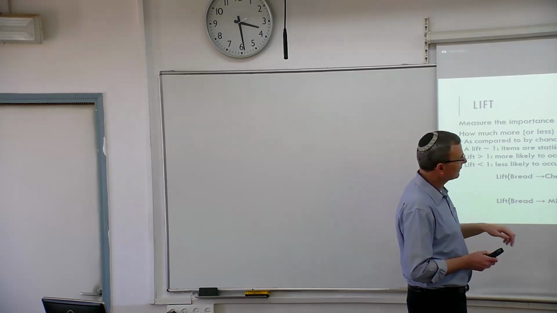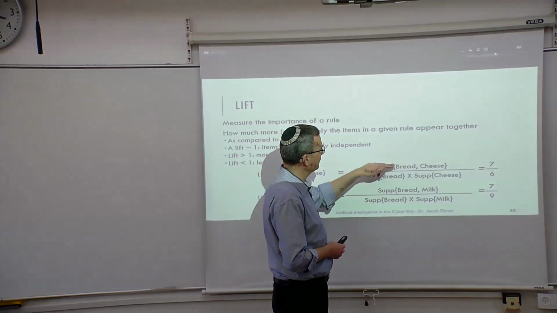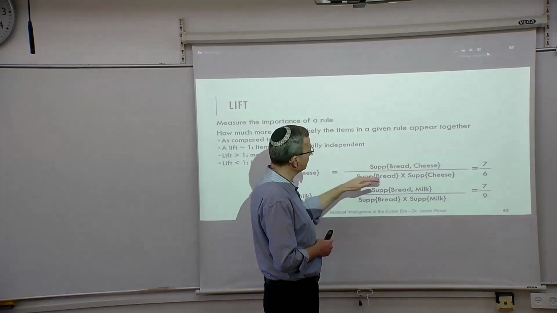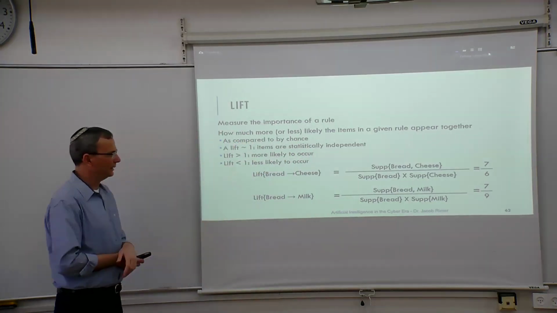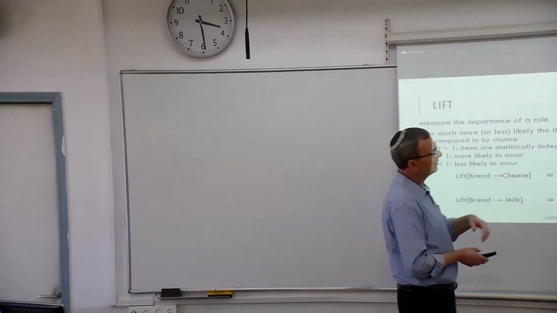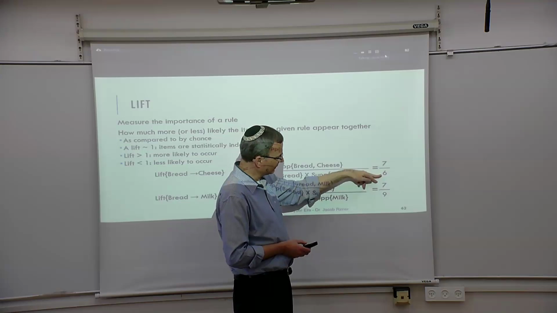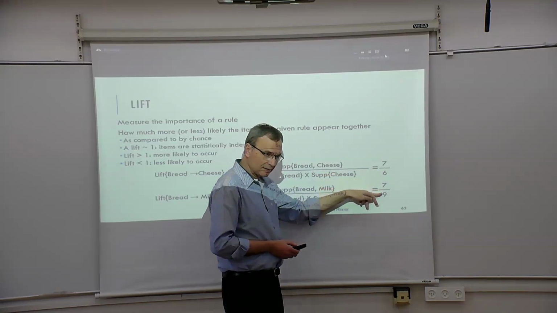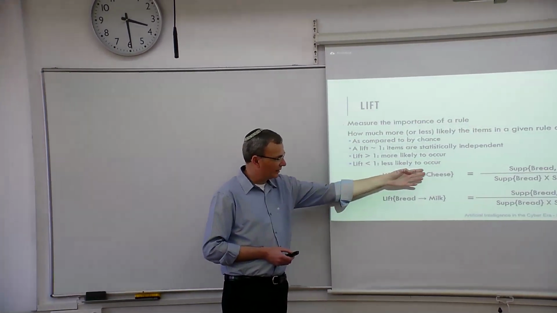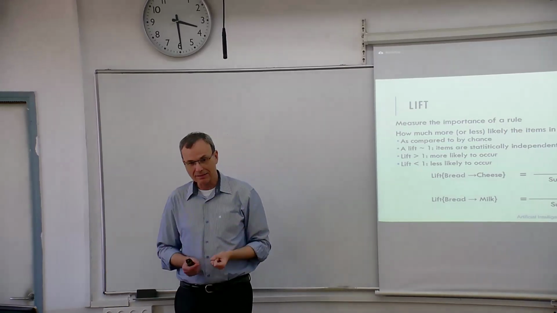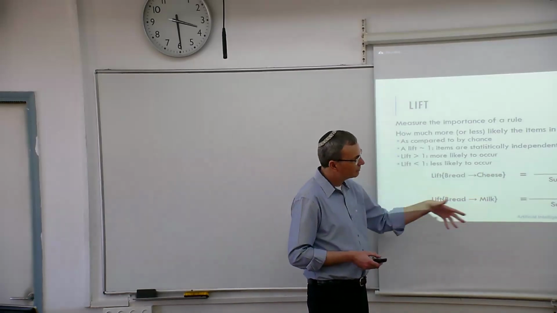So what does it say? We are looking for the support of those 2 items together, and we are going to divide it by the support of each one of them multiplied together. Why? Because this is the way it is calculated. And what we see here is that 7/6 is higher than 1, and 7/9 is lower than 1. Hence, the rule that bread and cheese go together is a solid and interesting rule. Bread and milk, not so much.